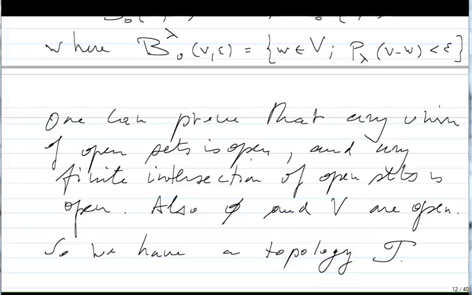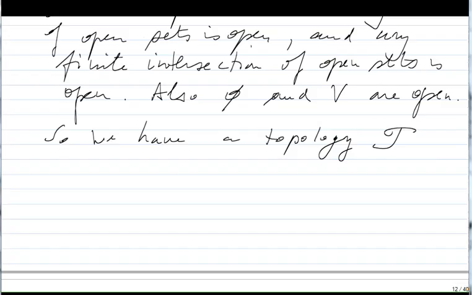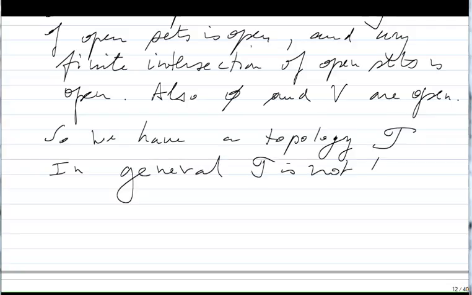Still, this topology may not be Hausdorff. So whether we have one seminorm or the family that we talked about before, this topology is not going to be Hausdorff in general. In other words, it doesn't separate the elements. You cannot find, if u is different from v, an open set around u and an open set around v with empty intersection, just disjoint. So this may not be the case.